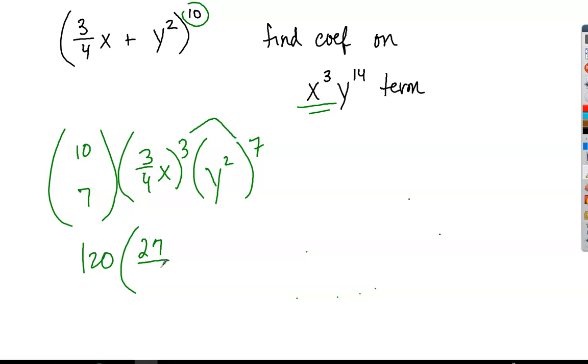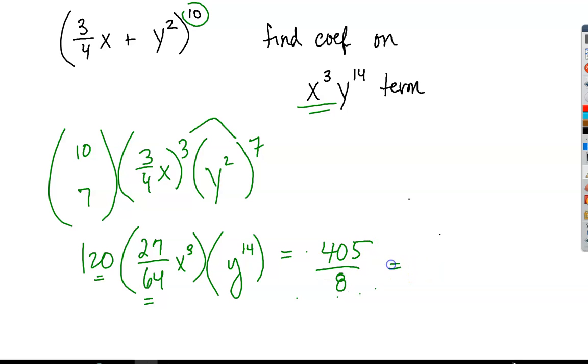For this guy, I have to cube both parts: 27 over 64, x cubed. It's just a fraction, don't let it freak you out. Y to the 14th. Then I'm going to multiply these two pieces together to get my coefficient. So I've got 120 times 27 over 64. I'm going to leave it as a fraction, so reduced, 405 over 8. Technically, that's also 50.625, it comes out perfect. But again, a fraction is just fine. Okay, not too bad.